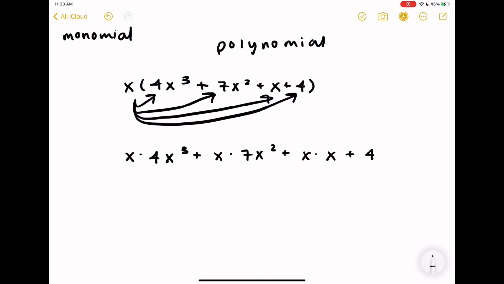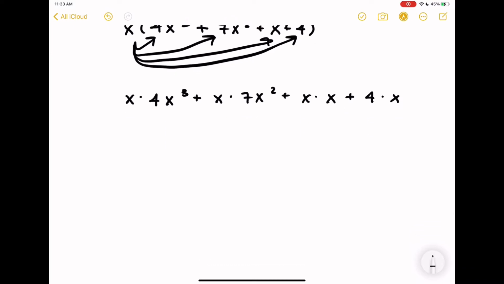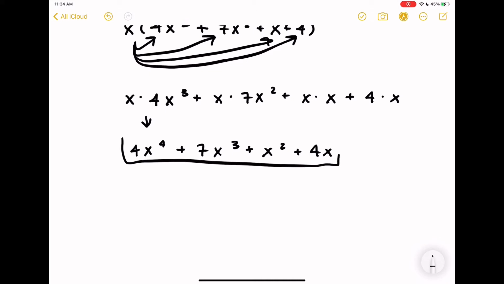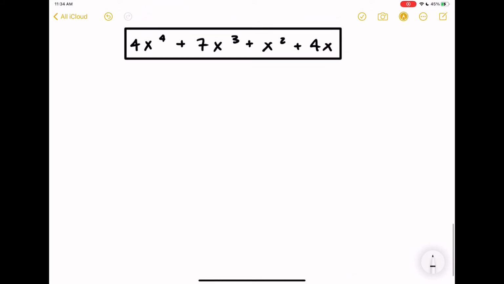As you can see, we're going to have more than 3 terms, but as I said, that is still a polynomial. So first you'll get 4x to the 4th power plus 7x cubed plus x squared plus 4x. And this is our final polynomial.